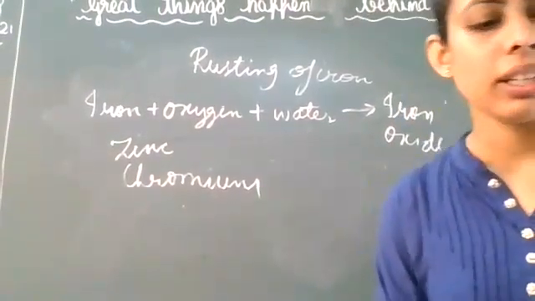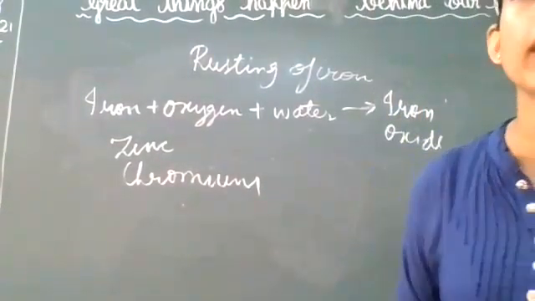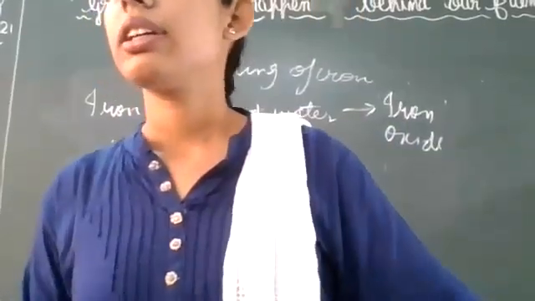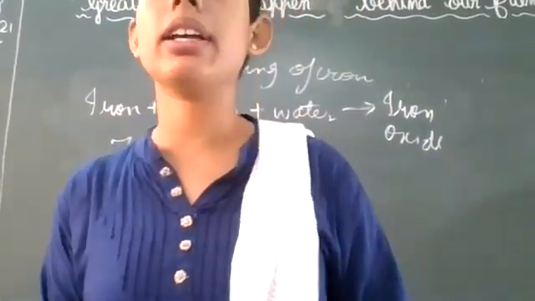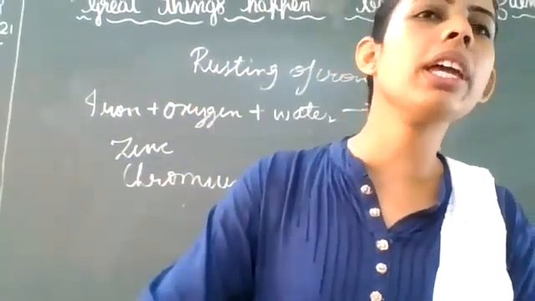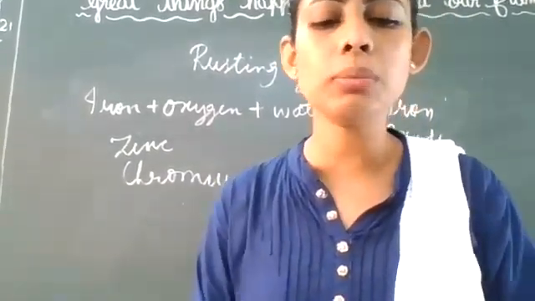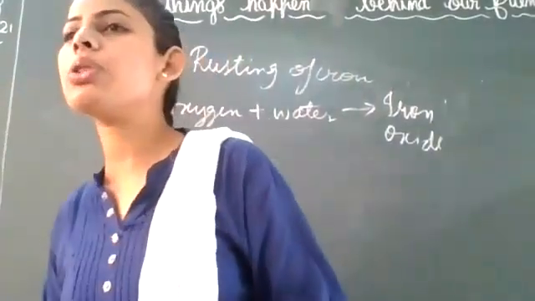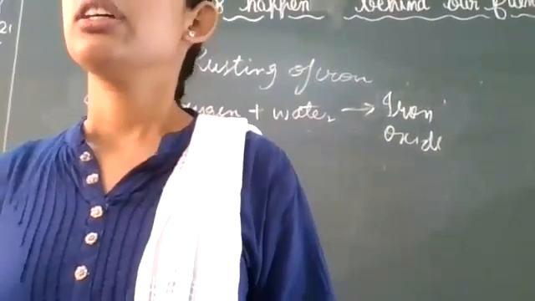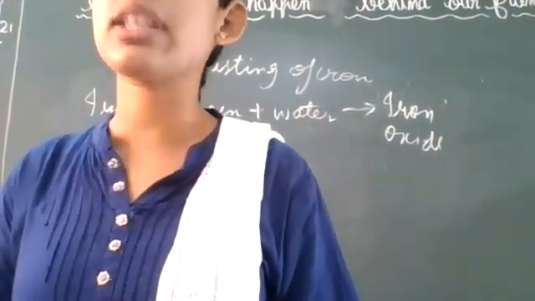Now in the next one, this process of depositing a layer of zinc on iron is called galvanization. Clear? Depositing a layer of zinc. So in this way we can prevent the rusting of iron. In our homes also, the pipes that are used to carry water are galvanized so that the iron will not get rusted. Clear?